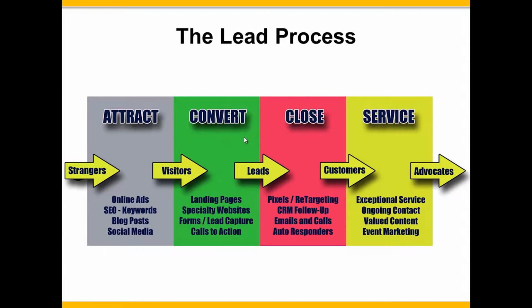We use Facebook pixels to keep pushing ads in front of them. We use retargeting. We put them into our contact relationship management software, and we follow up with them with emails and phone calls. And we use autoresponders to get back to them quickly. And that turns them hopefully into customers where we're able to find them the right property or sell their property in a timely fashion. And then we're going to deliver exceptional service.